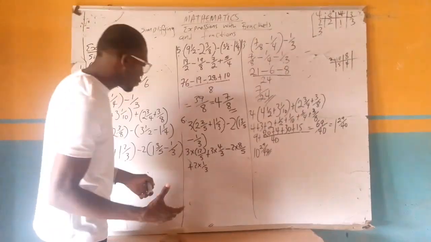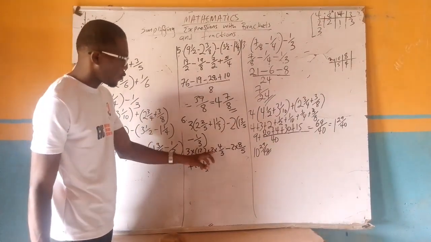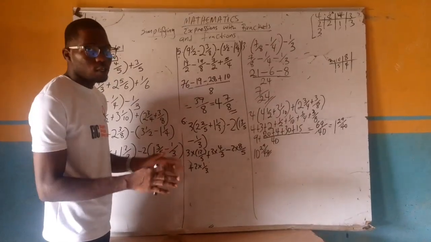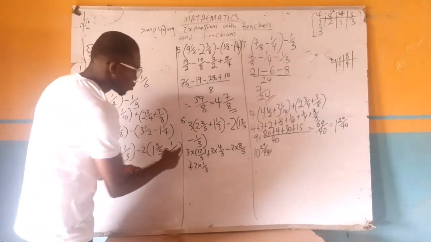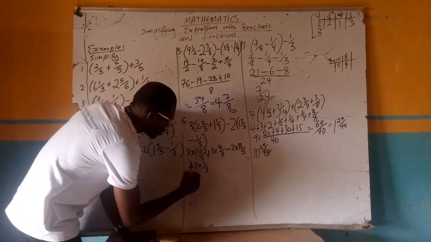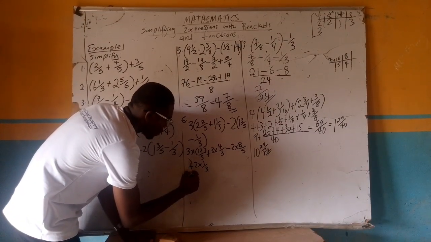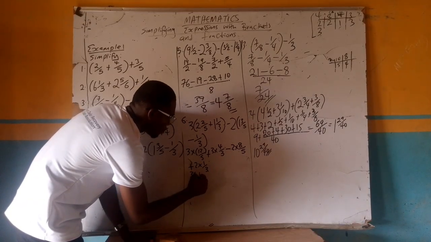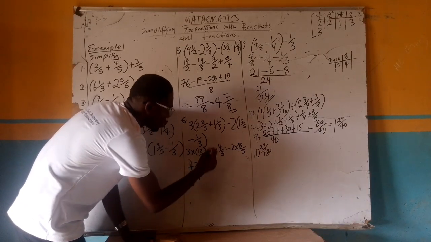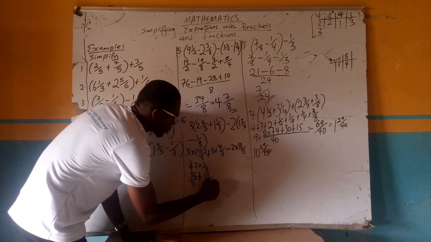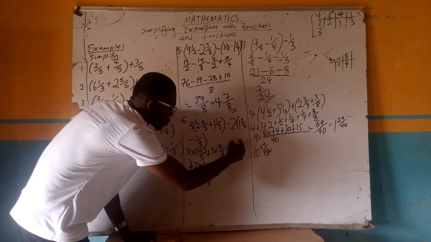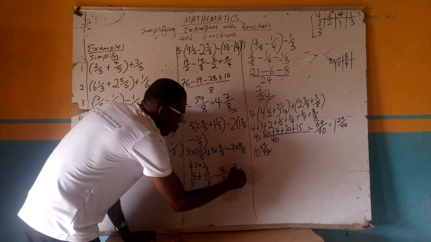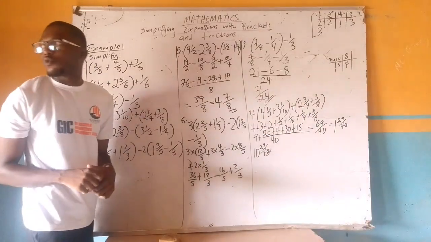So different ways we can do this, like for this one, we can cancel this out, but for the sake of this video, we are not going to take any shortcut, so I'm just going to do it directly. So 3 times 12 is 36. Okay, then over 5 plus 3 times 4 is 12 over 3 minus, okay, 2 times 8 is 16 over 5, then plus 2 times 1 is 2 over 3. So this is what we have.